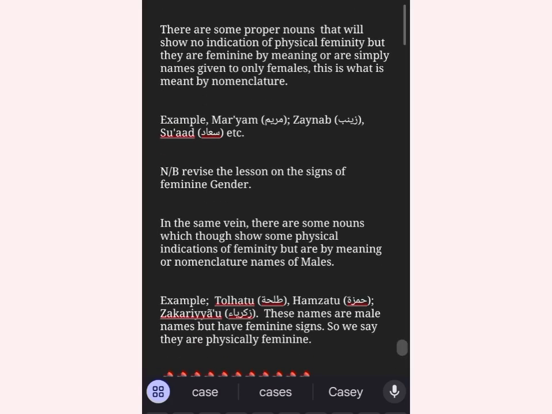So we call them mudhakkar lafzi. However, they are muannath ma'nawi. They are feminine by meaning, or by implication. But the implication or the meaning overpowers the structure. So we don't say they are masculine, but they are feminine. Why? Because they imply feminine nouns. By meaning they are feminine, by implication they are feminine. So we don't look at the structure anymore. We cancel out the structure and we give power to the meaning or the implication.